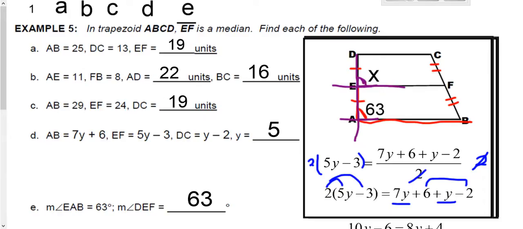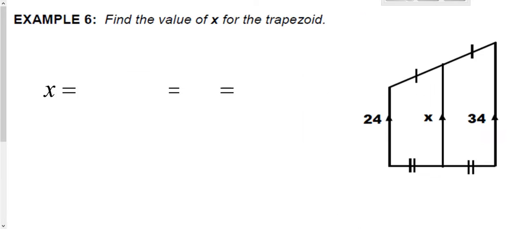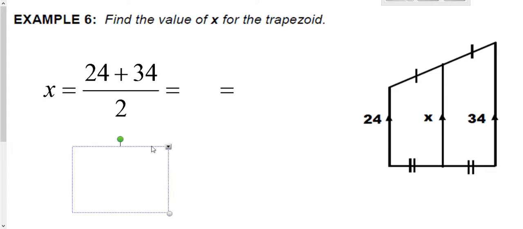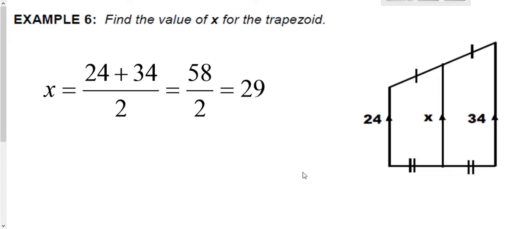Alright, let's see what we got next. Here's a basic problem where they want to know the median again. Here's the two parallel sides. This is the median. How do I know it's a median? These two pieces are equal, so this is a midpoint. These two pieces are equal, so this is a midpoint, and this is a median. So the median will equal what? The bases added up and divided by 2. So if we add those up, we get 58, and divide by 2, we get 29.